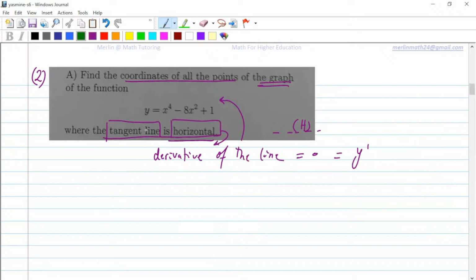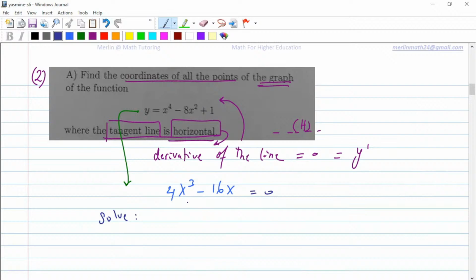So go ahead, you differentiate the given y. How much do you get? You get 4x cubed minus 16x. The derivative of the 1 is 0, right? Okay, and that's it. You want to solve it. The values you obtain would determine the x, and you replace back to get the point. So this is all it's about.